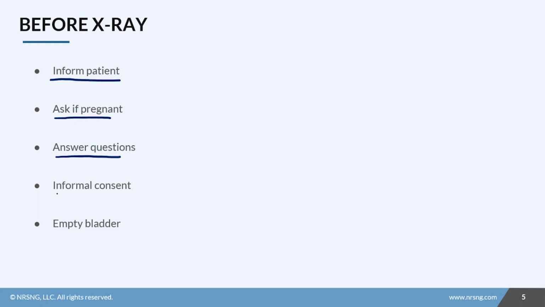Informal consent is going to be needed, which just means ask the patient if they're agreeable to have the X-ray. You don't need a signature because this is a non-invasive test. Lastly, just make sure that the patient empties their bladder because the radiologist needs a clear picture without a full bladder in the way. Now let's move on to the procedure.